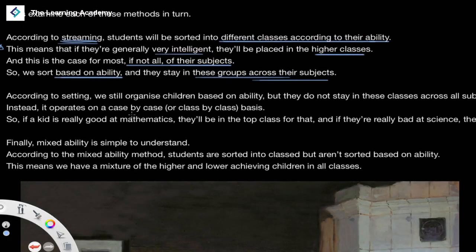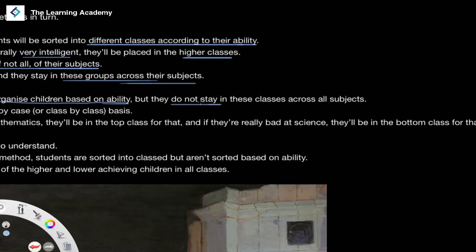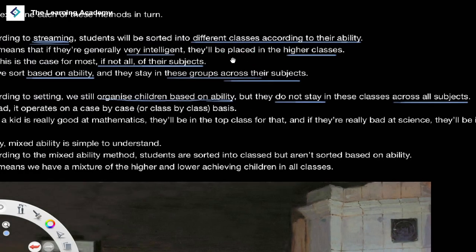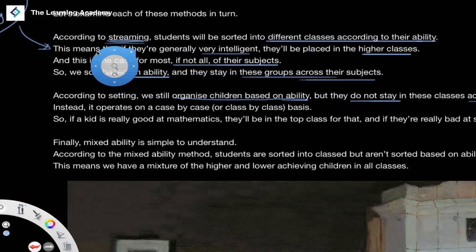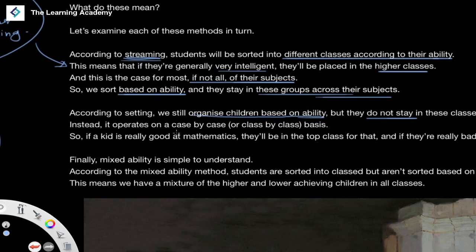The setting method tells us that we can organise children based on ability, so exactly the same as the previous method, but they don't have to stay in all of these classes across all the subjects. Okay, so instead of it operating like this, where somebody who does really well in mathematics will be placed in this high achieving classroom, and this class will be consistent across all of their other subjects. Instead of doing that, you could have a class by class basis.